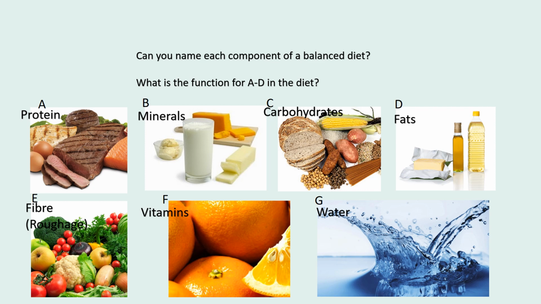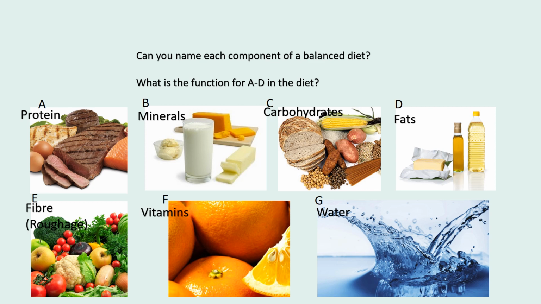Minerals for B, same as F in vitamins. Vitamins and minerals are really important at coming together with other compounds to be able to do specific tasks. So for instance, iron, we need iron. That's really important in our red blood cells because it attracts oxygen. C, hopefully we got as carbohydrates, and that's the food group that gives us our energy.